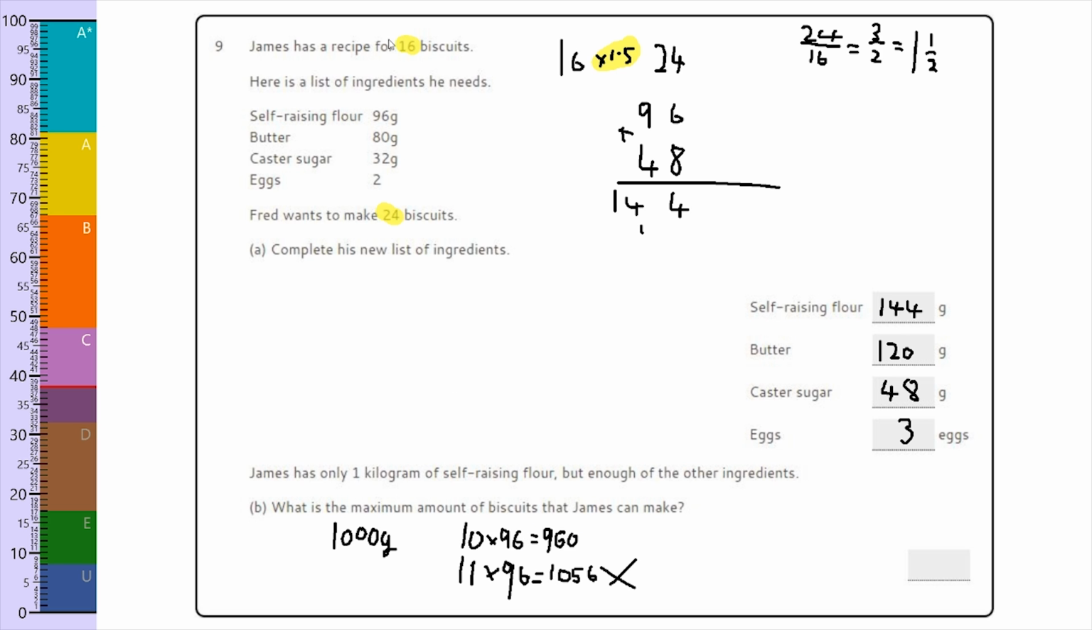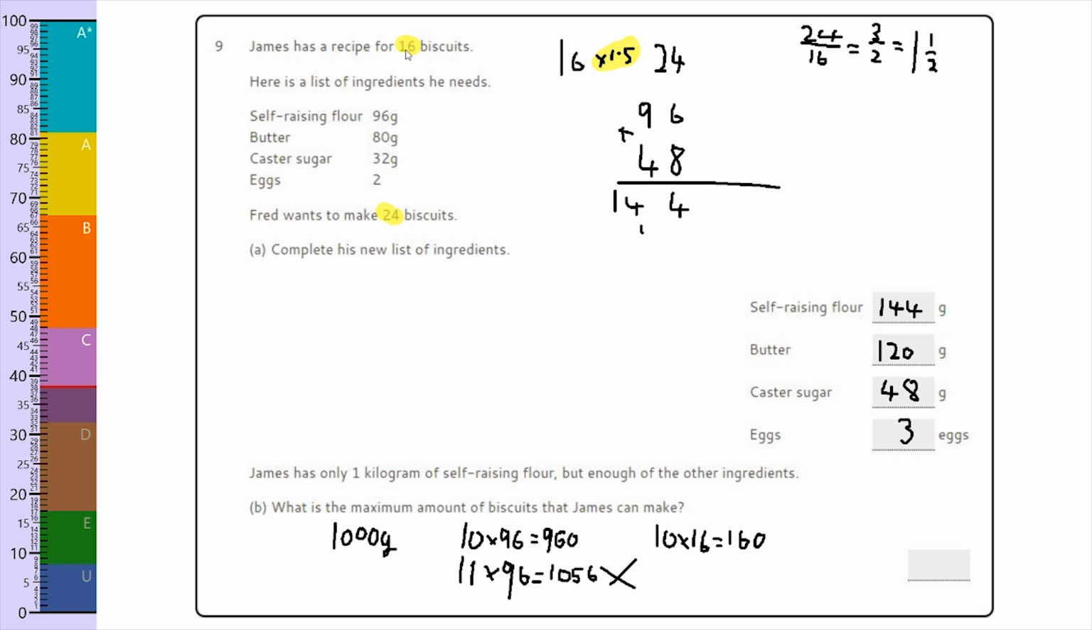But these 96 make 16 biscuits. They make 16 of them. So I know that 10 lots of 16 would be 160. Now it might be tempting to think, right, okay, 160, that's the finished. But yes, he can't make another lot of 16, but he might be able to make 2 or 3. So we've got some left. We've got 40 grams left, and we need to know how many he can make with that 40 grams.